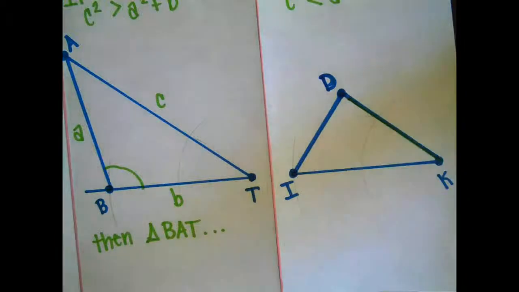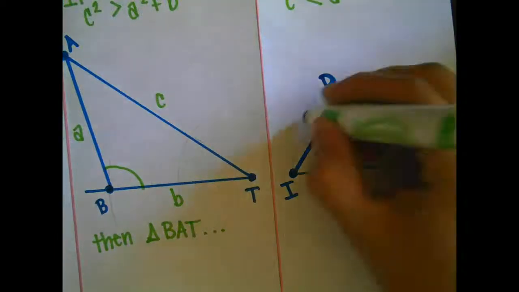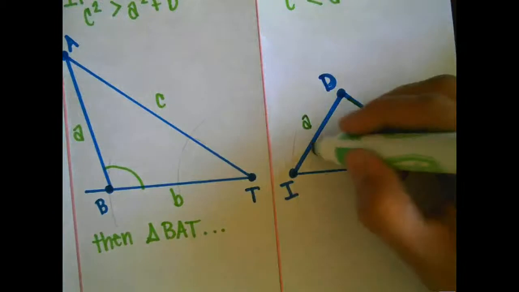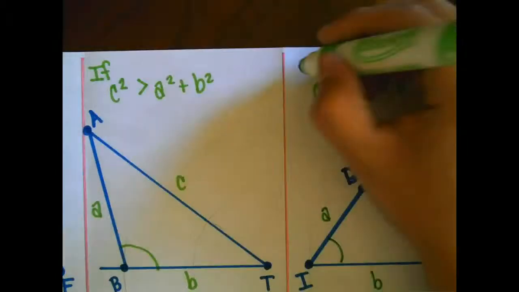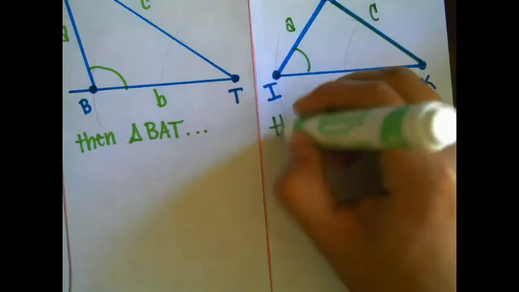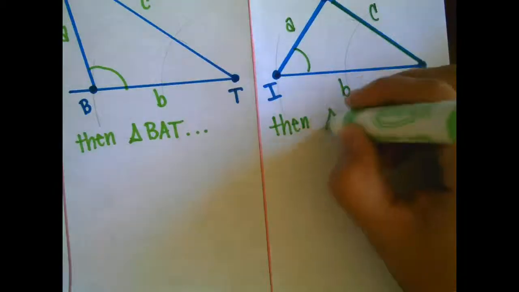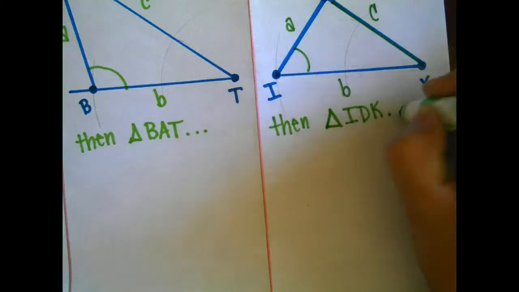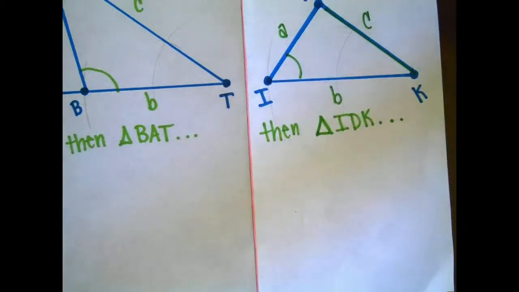So, once again, when I changed the length of side c, some other things about the triangle changed. Okay, so, if c squared is less than a squared plus b squared, then what changes about triangle IDK? Go ahead and write what you think below, then pause the video and discuss with your classmates.